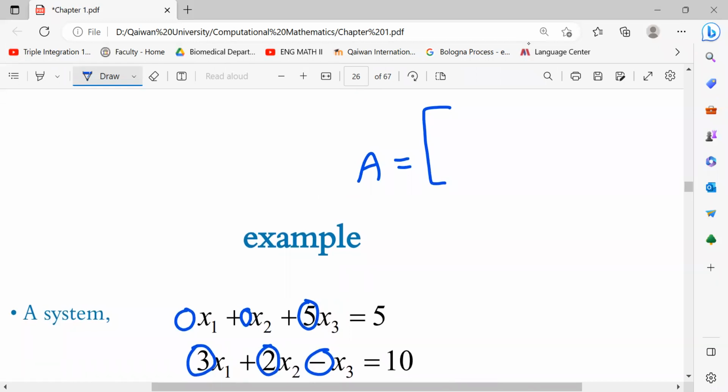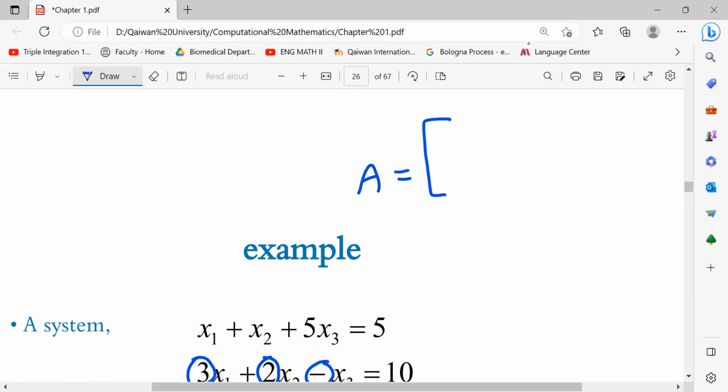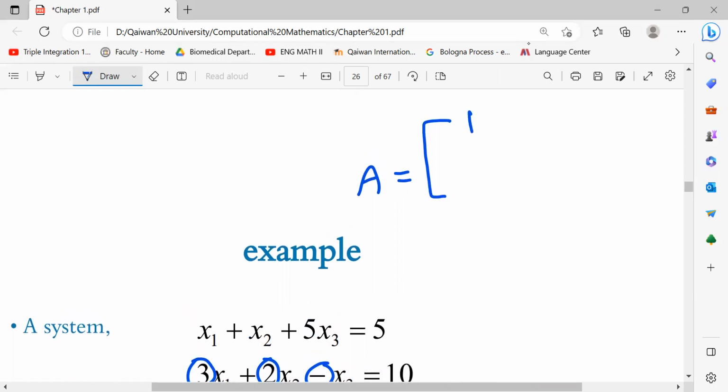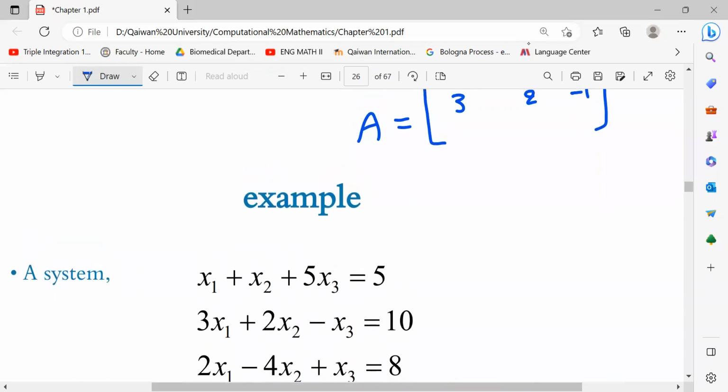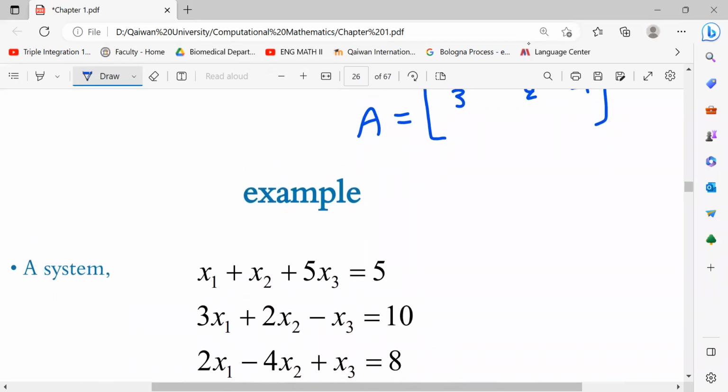Now, what's row 1 here in matrix A? Look, it's 1, and this is 1, then 5. And for the second row, what are the elements? 3, 2, -1. These are 3, 2, and here it's -1. How about the last row? 2, -4, 1.